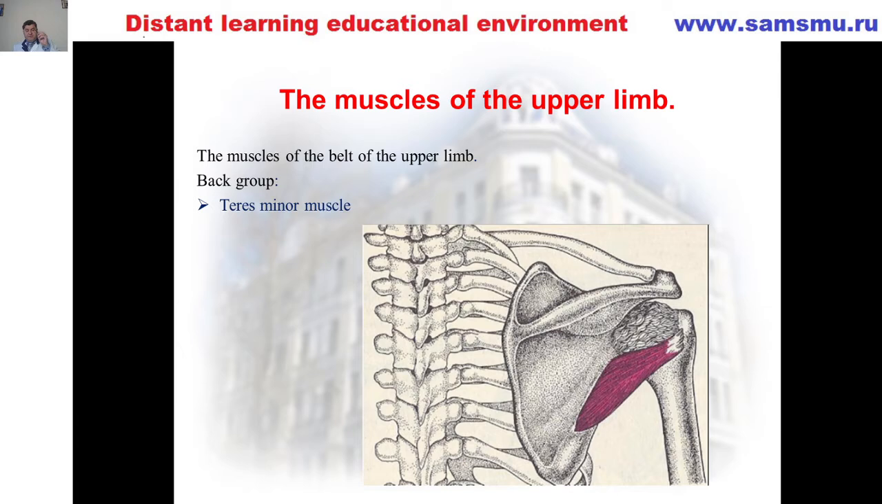So the infraspinatus muscle, together with the teres minor muscle, is covered by strong infraspinous fascia, which is fused with the spine and borders of the scapula and invests these muscles in an osteofibrous sheath.